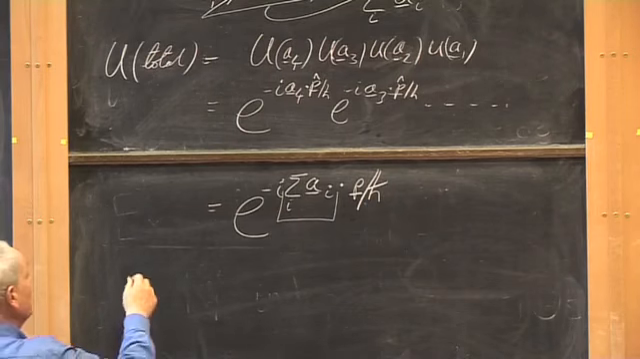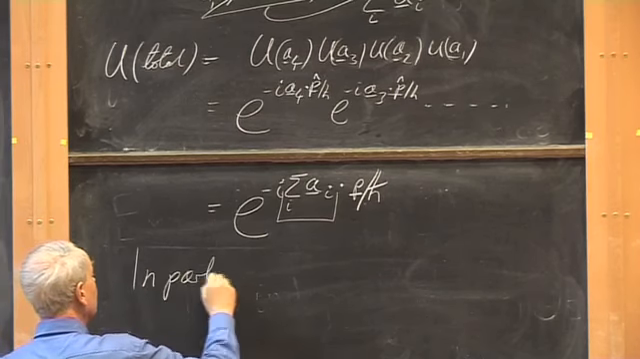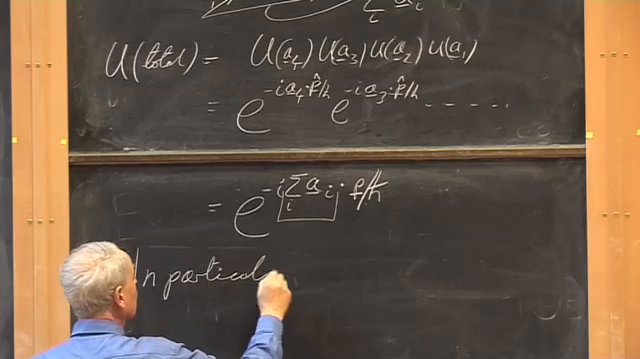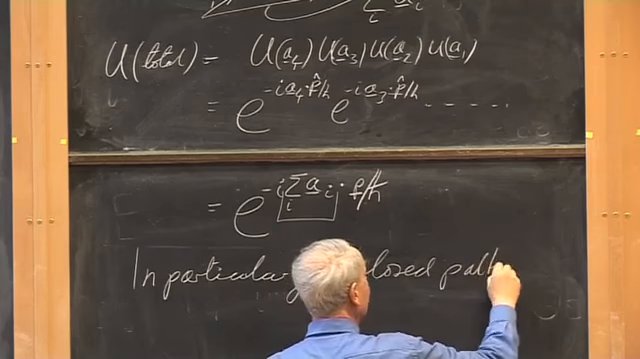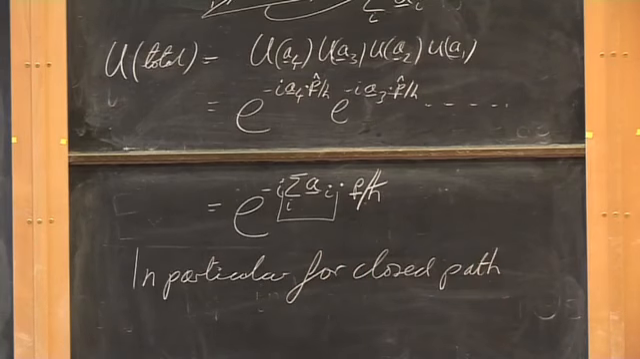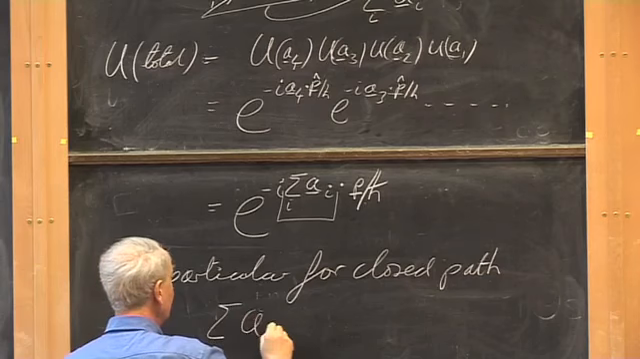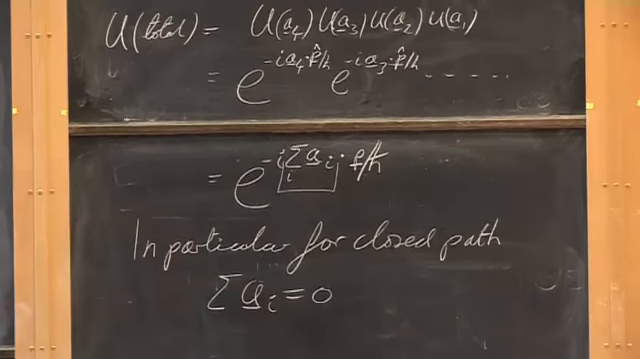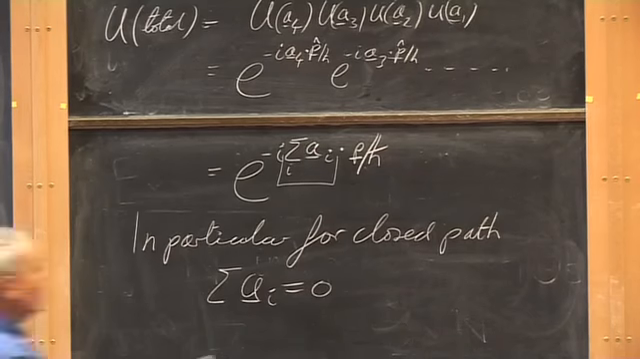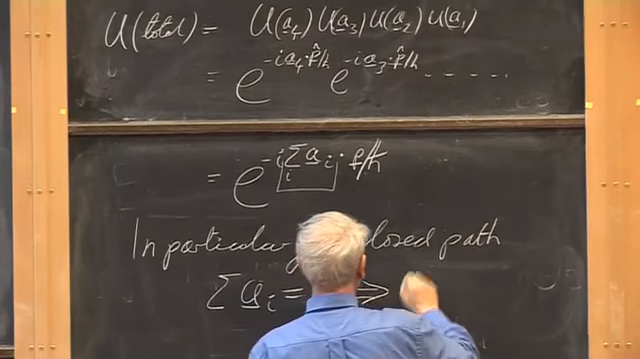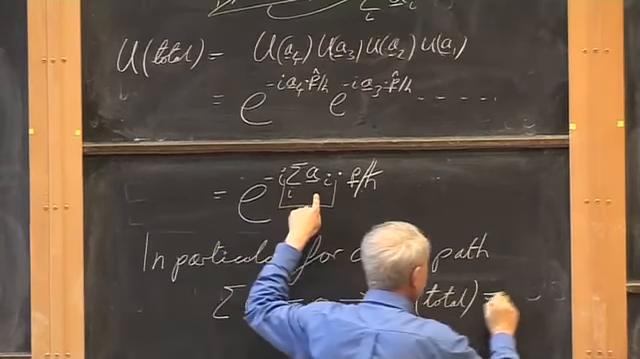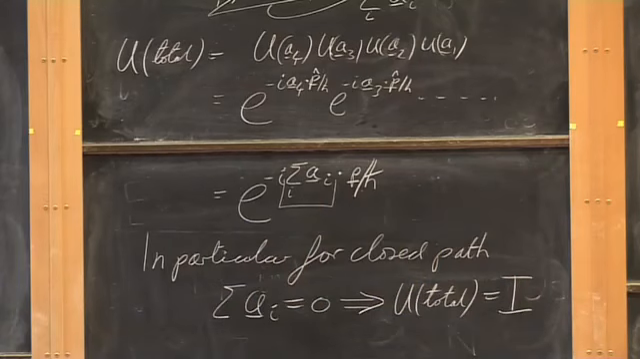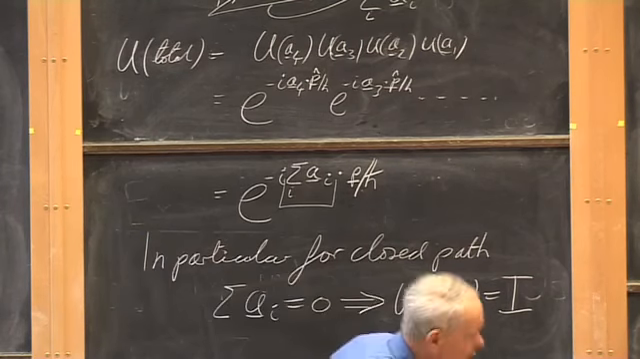And now we say special case. So in particular, for a closed path. So if the path carries you all the way around, what does that mean? It means the sum of the Ai is 0. All the vectors add up to nothing. And that implies immediately that U total, because it's e to the nothing, is the identity transformation. Now that might sound obvious, but you'll see in a minute that that's anything but an obvious result.